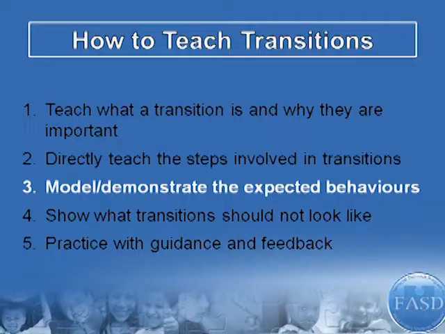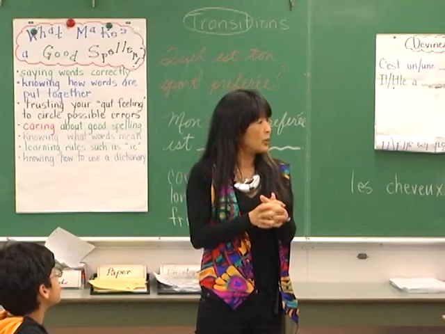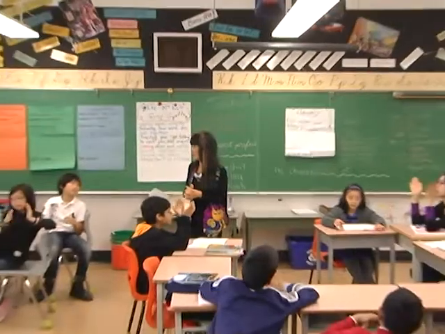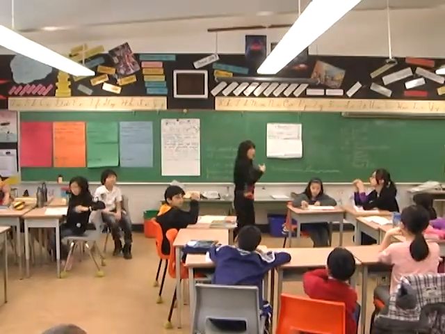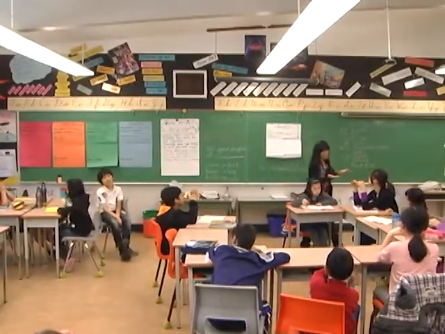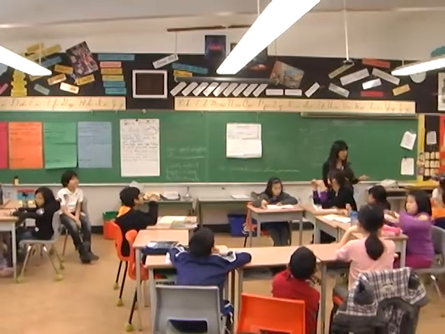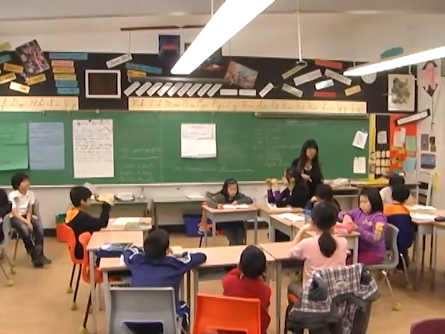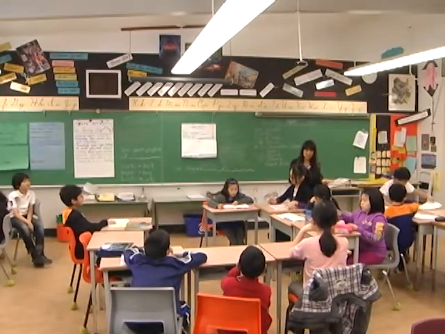The third step in the teaching of transition routines is to model or demonstrate to the class what the transition looks like. Clap once if you can hear me. Clap twice if you can hear me. All right. This is all the time we have for POTWs for today. Tomorrow you'll get a chance to work on it again right after recess. Now I need you to get ready for math. Try that out.